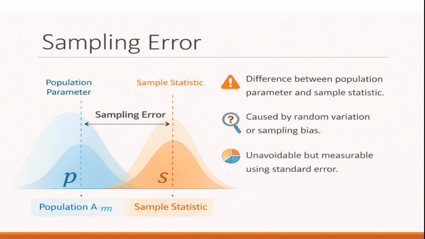Now let's talk about sampling error. Sampling error is the difference between the true population value and the value obtained from the sample. Example, true average income equals 5,000. Sample average income equals 4,800. The difference is sampling error. Sampling error occurs because different samples give slightly different results. Important point. Sampling error is not a mistake. It is natural and unavoidable. The key is to measure and minimize it.